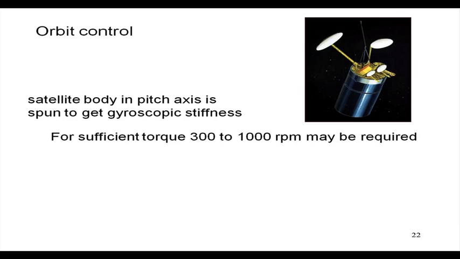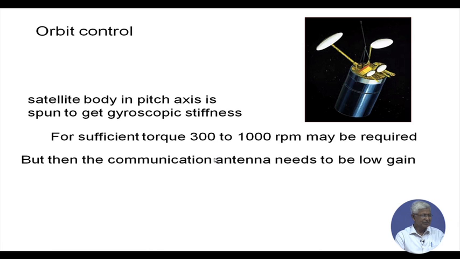Then let us look at the orbit. The satellite structure is also adjusted sometimes. Like just now we have talked about the gyroscopic stiffness that can be generated. The satellite body itself could be a cylindrical body, and it can be spun at a rate of 300 to 1000 rpm. If we spin the body, the axis of the cylinder will be stiff. So this is a way of keeping a stiff body.